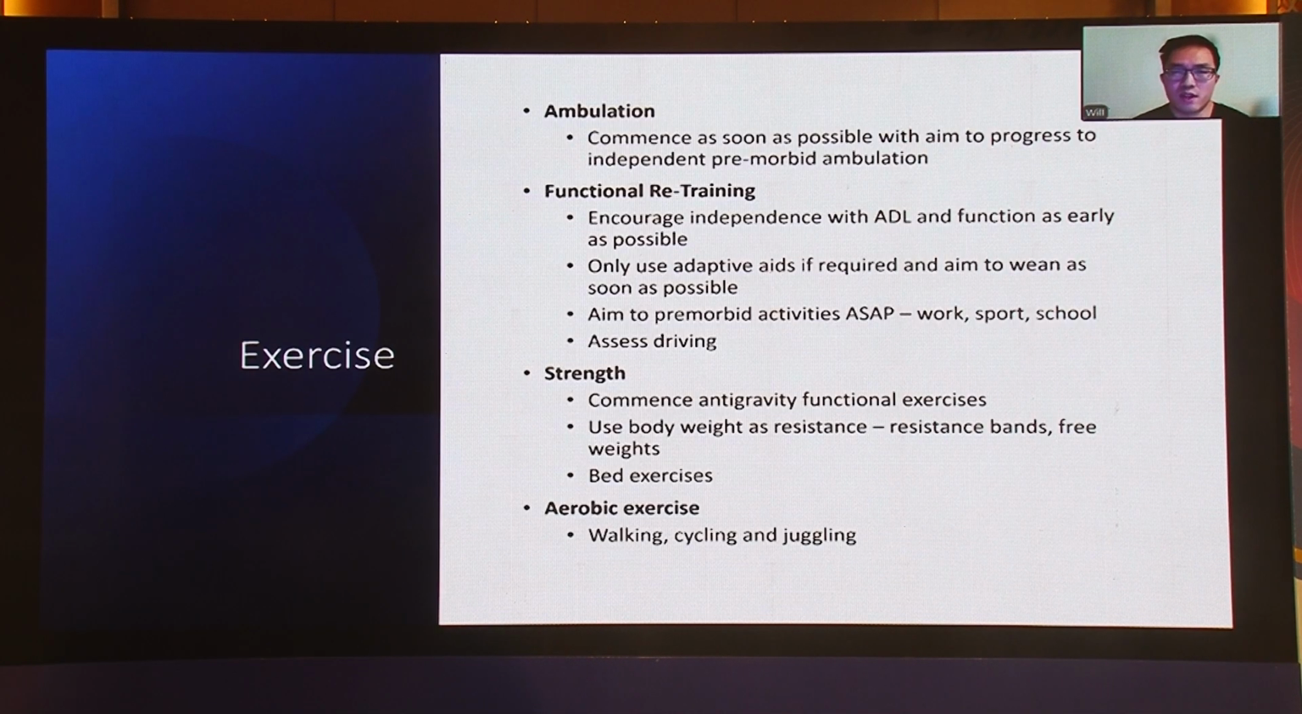So part of the exercise, ambulation, they should commence as soon as possible with the aim to progress to independent pre-morbid ambulation. Functional retraining, so we like to get patients involved in terms of managing their own personal ADLs and also IADLs if possible in rehabilitation. Only use adaptive aids if required, and we're trying to wean that off as soon as possible. And we'd like to get them back to the pre-morbid activities. And also we need to assess their driving.